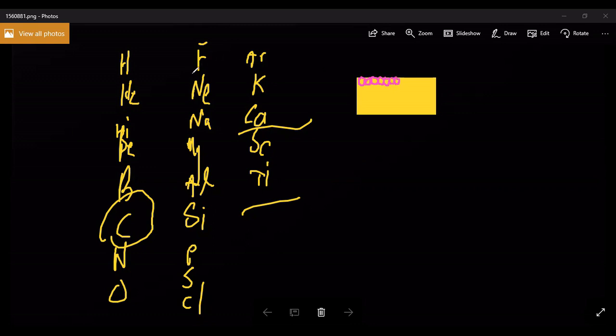For example, fluorine element is made by fluorine atoms. Sodium element is made up by sodium atoms. Every element is made up of atoms. I am taking this carbon atom. The number of carbon atoms makes carbon elements. This is called carbon. And the smallest part of this one is what? Carbon atom.